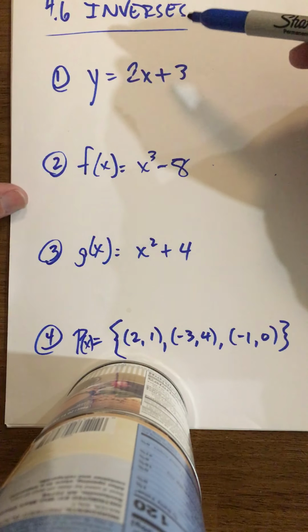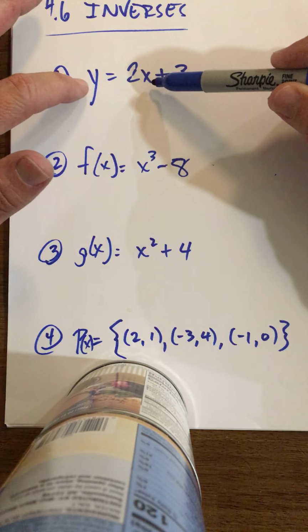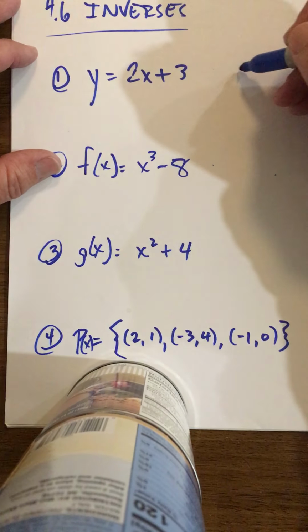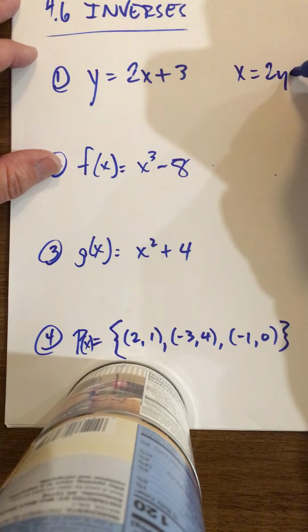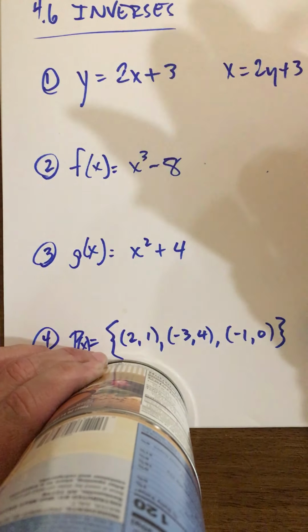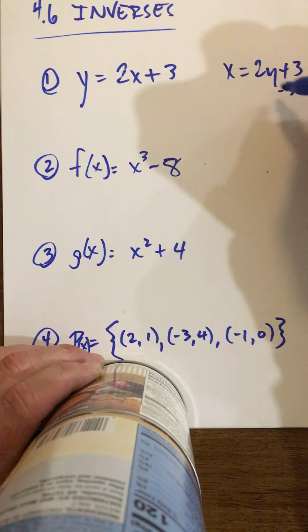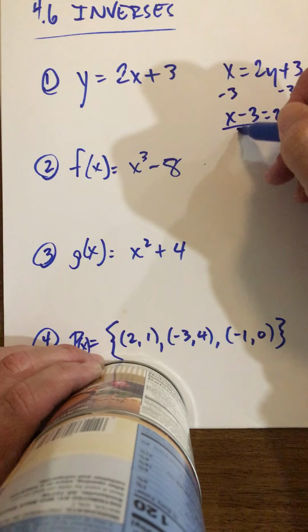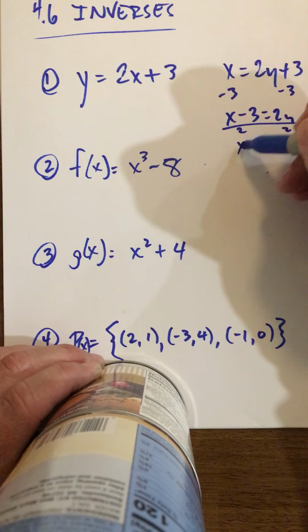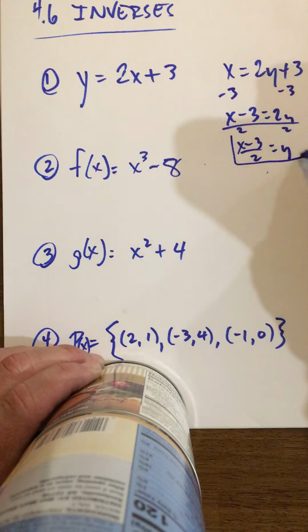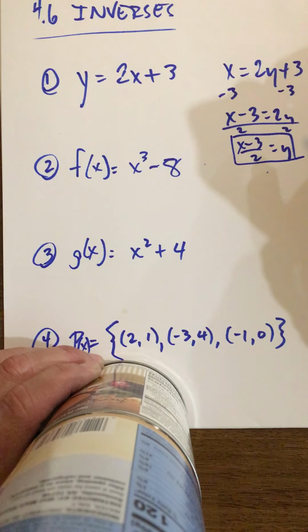So for inverses, if you'll remember, to do inverses, we always just swap the x's and y's. So to find the inverse of this, it would just be x equals 2y plus 3, and then solve for that y right there. You get that y by itself. So you subtract 3 from both sides, you get x minus 3 is equal to 2y, and then divide both sides by 2. So (x minus 3) over 2 is your new inverse, okay? So that would actually be the inverse for that.